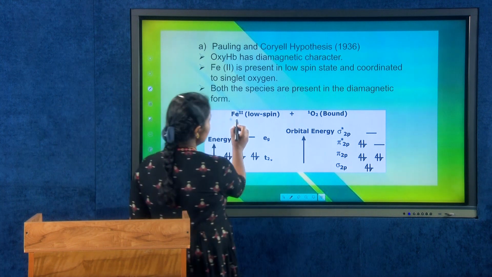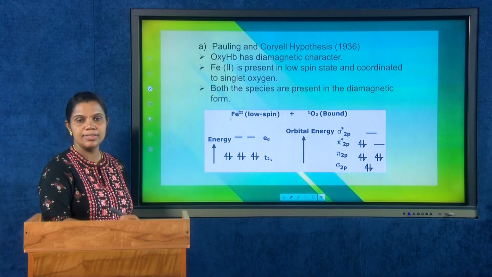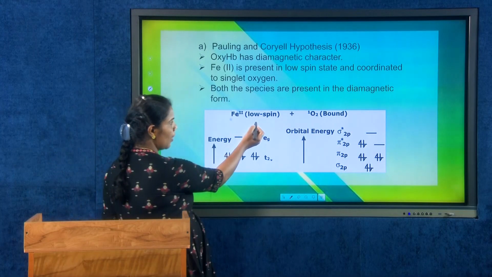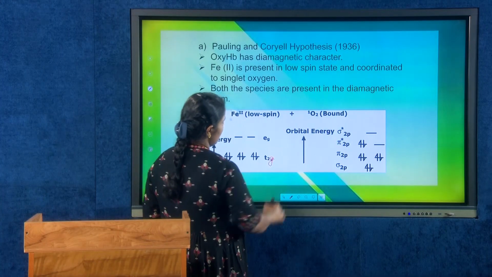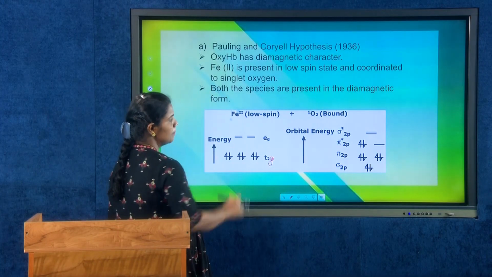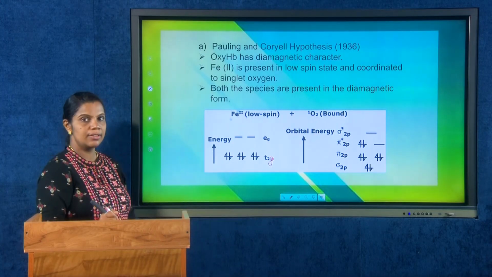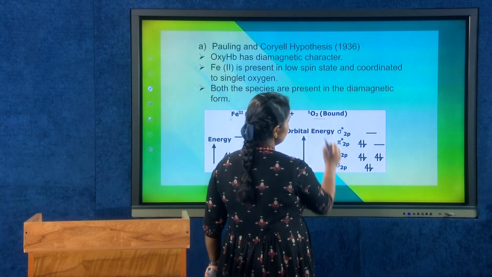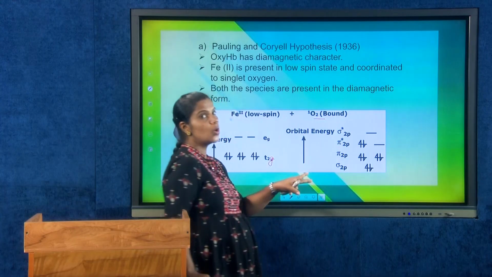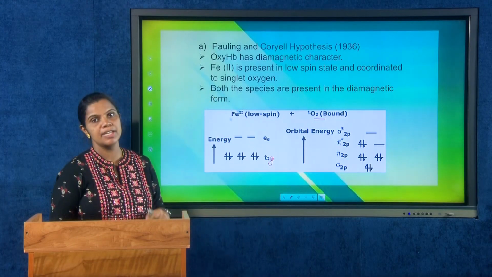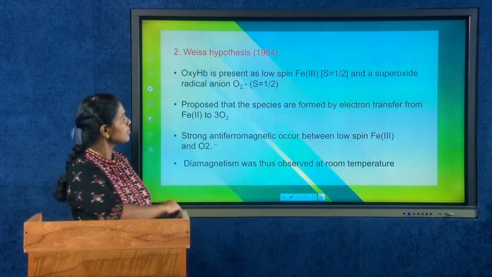You can see Fe2+, that is Fe2+ with d6, having 6 electrons, and they are found in the low spin state. So, the t2g orbital is completely filled and it is spin paired. So, this is diamagnetic. Now, the singlet oxygen, that is the bound oxygen, is also diamagnetic. That means there is no unpaired electron, so the spin is equal to 0. This is the Pauling-Coryell hypothesis.